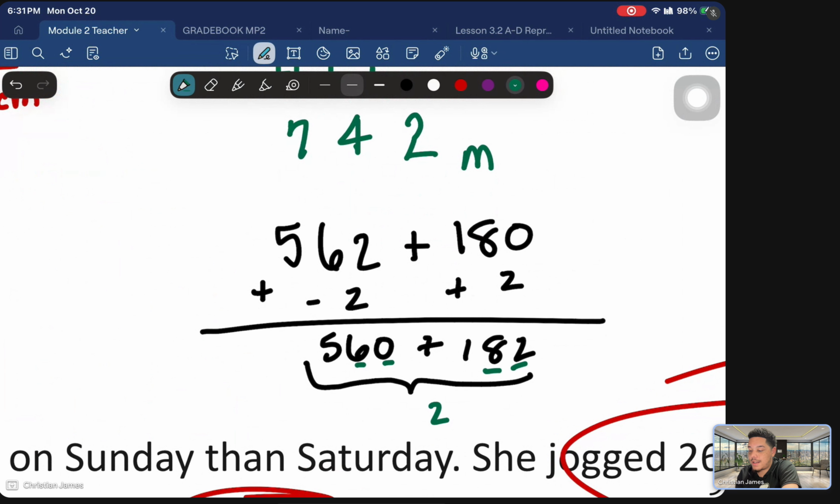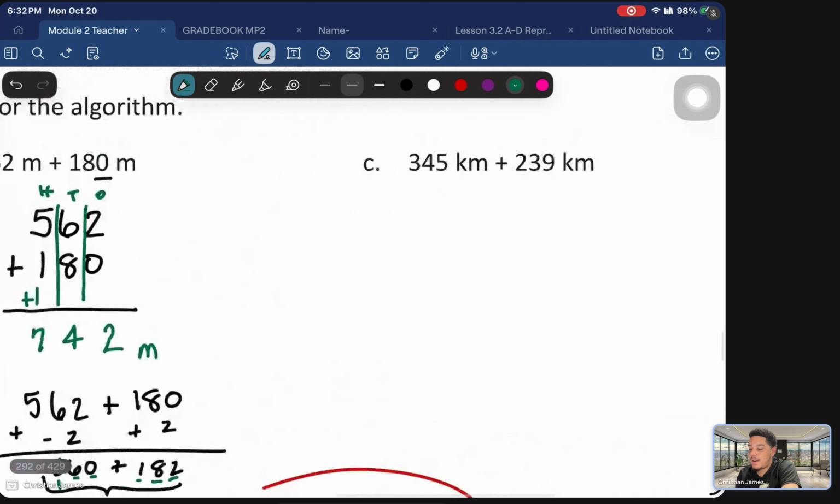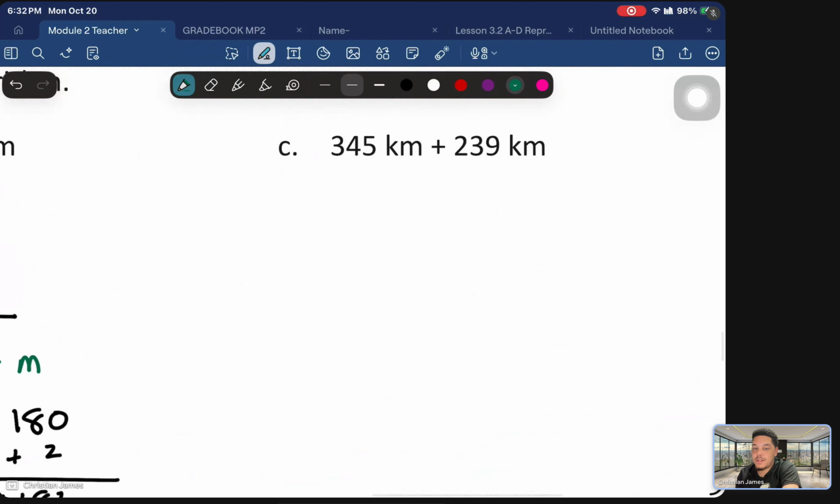6 plus 8 again is what? 14. And I know that 5 plus 1 is 6, plus 1 more makes 7, 742. Okay. Here I have 345 plus 239.